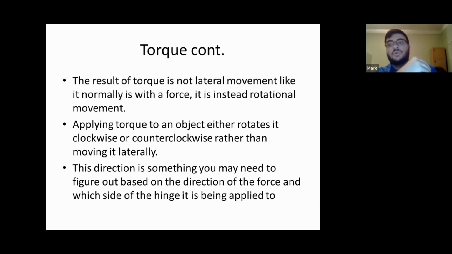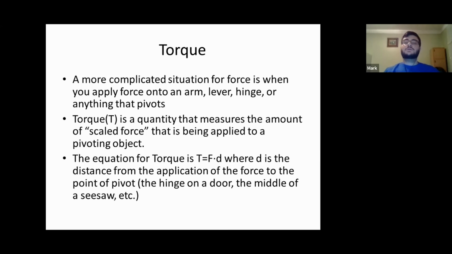The closer you are to the point of pivot, and you may be familiar with this, the closer the force you're applying is to the point of pivot, the less actual scaled force is being applied. This is where I was getting at before. If you think about it like a door, if you try to push on a door right where the hinge is, it's really hard to open it. If you push a door all the way on the edge where the knob is, it's very easy because you're very far away from the point of pivot.